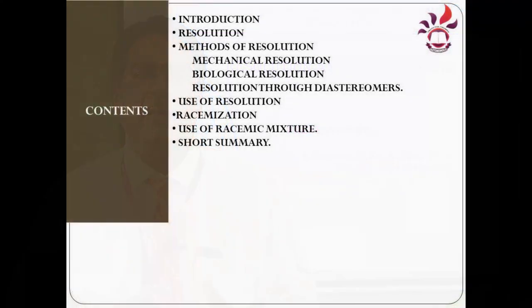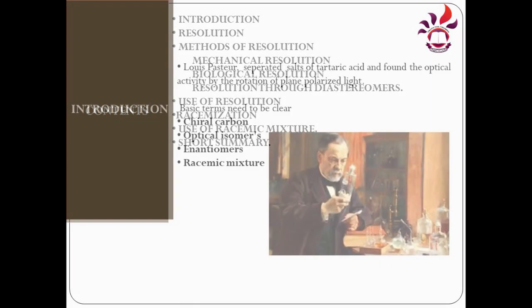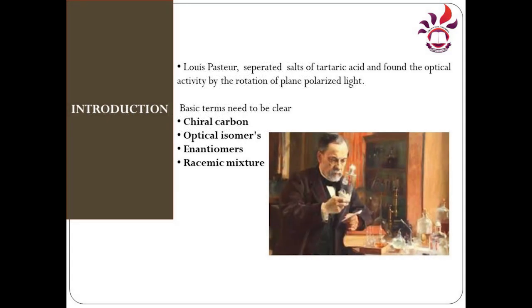Introduction. In stereochemistry, resolution of a racemic mixture is one of the most important processes. Louis Pasteur, the first scientist, in 1842 collected the salts of tartaric acid from the vessels of wine bottles and passed plane polarized light through them. The tartaric acid rotated the plane polarized light, but the other salts rotated it in the opposite direction. He found that the rotation of plane polarized light is due to optical isomerism.